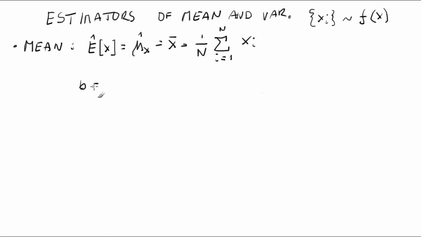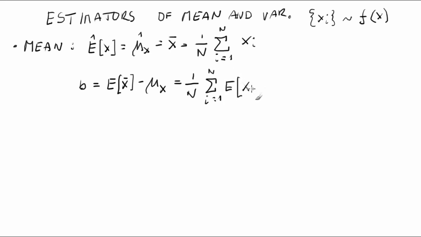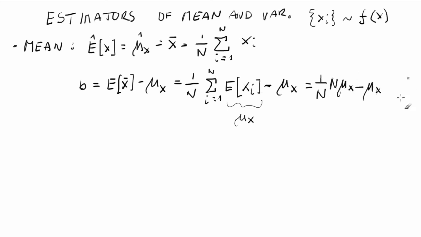It's fairly easy to calculate its bias. B equals the expectation value of x bar minus mu sub x. This equals 1 over n times the sum i from 1 to n of the expectation value of xi minus mu x. Here, each xi can be treated as a random variable, so its mean is mu x. So we will get 1 over n times n mu x minus mu x, and that equals 0. Very good, this estimator is unbiased.